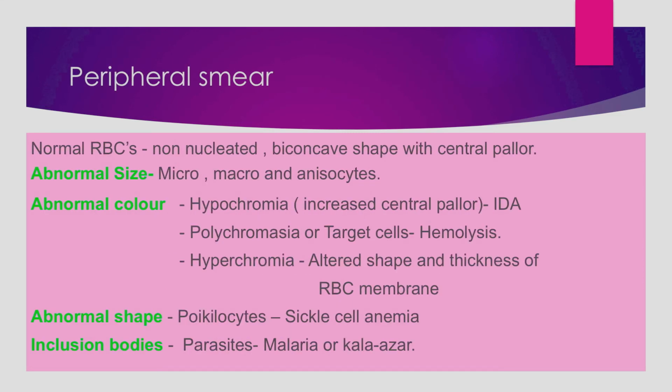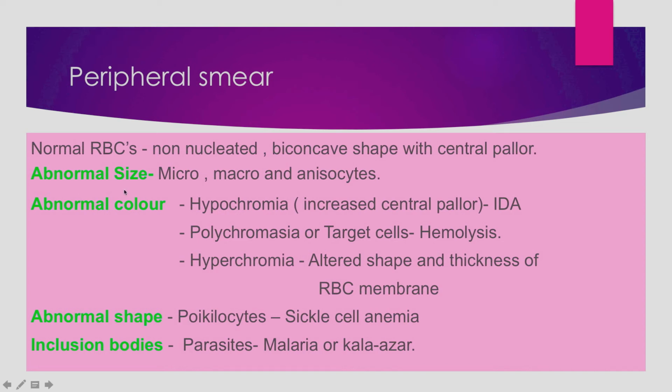So RDW has increased, so it represents megaloblastic anemias. The next test after red cell indices is peripheral smear. In the peripheral smear, the normal RBCs are non-nucleated. We know there is no nucleus in RBCs; the nucleus is replaced by hemoglobin. They are biconcave in shape, and they have central pallor. The central region of the RBCs is not completely red. It is a little paler than the edges.